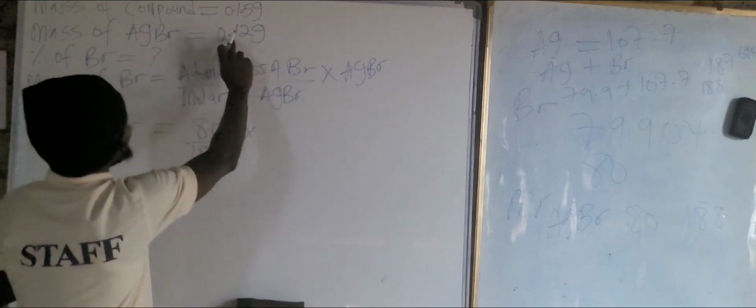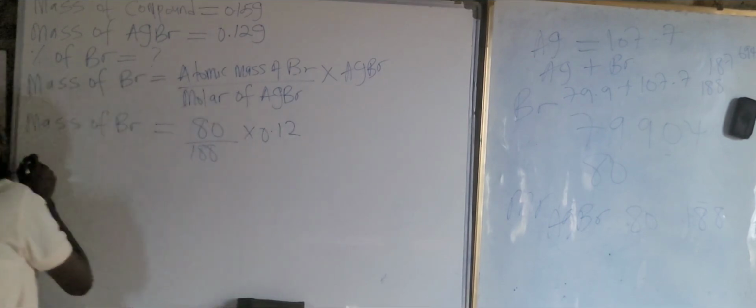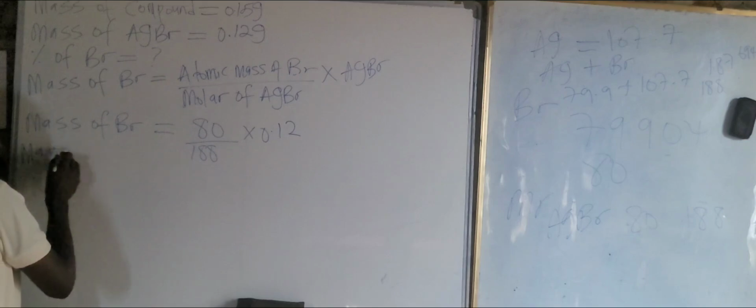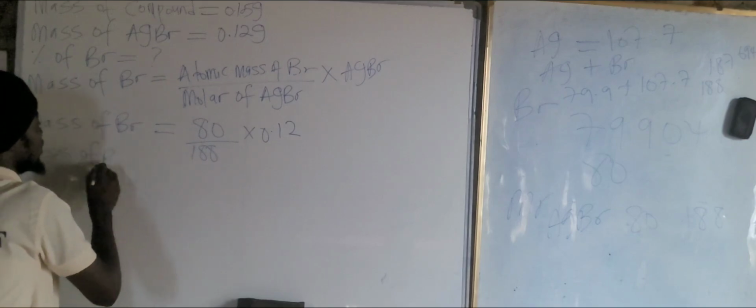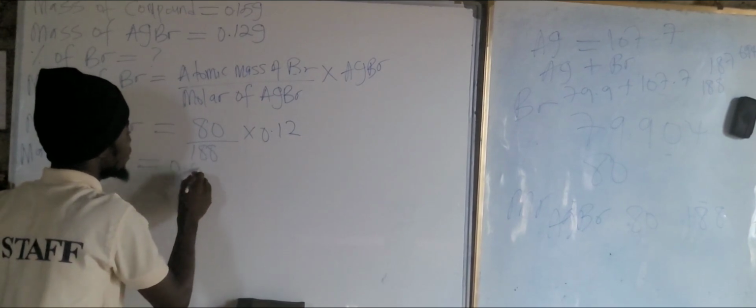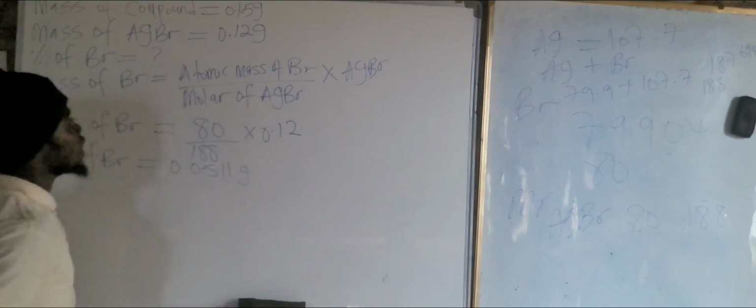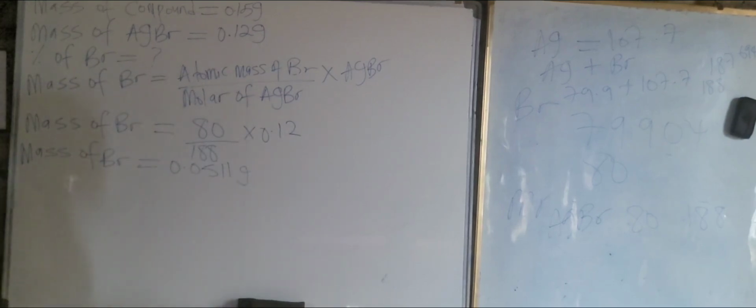What do you have now? 0.12. So therefore the mass of bromine is 0.0511, right? This is mass. The unit of mass is gram. But we are asked to find the percentage of bromine.